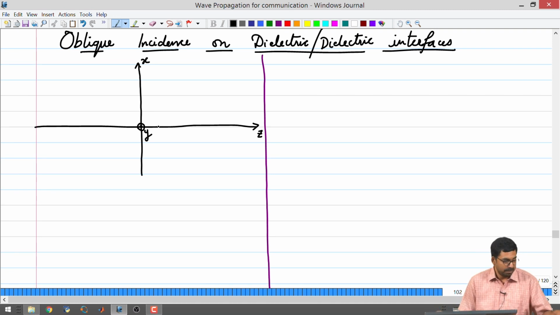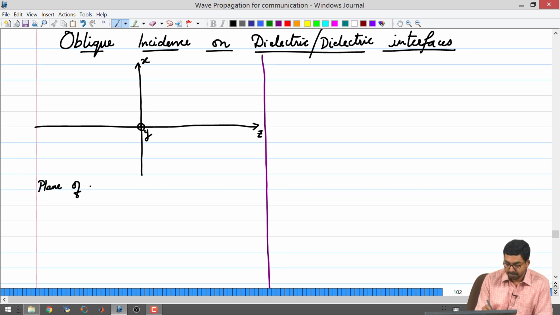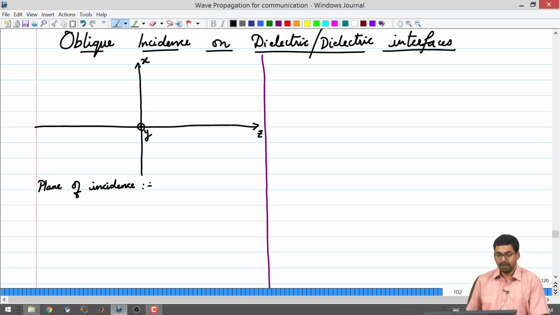Now, there are some small definitions that we will need to look at. Okay. First of all, the term that we will call the plane of incidence. Okay, it's a very important term, plane of incidence. Okay. So, before defining this, I will define a couple of things much more clearly.